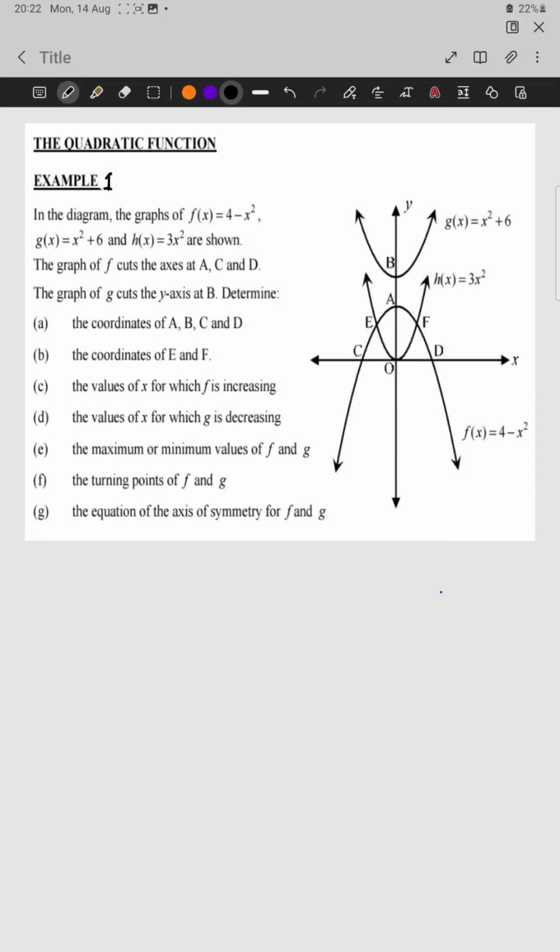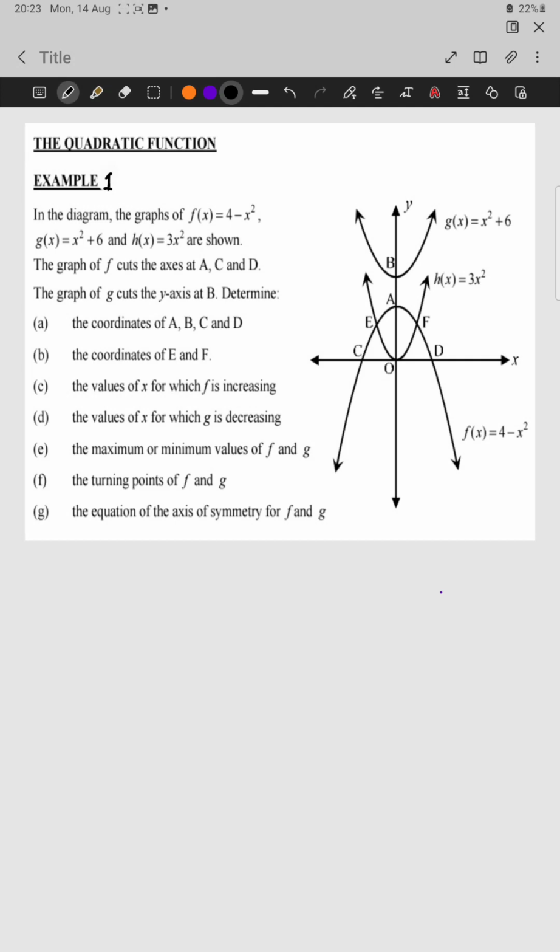Now let's look at this example. That is the first example. This is under quadratic function. This is a quadratic function, so this is a combination of three functions in the same system of axes.